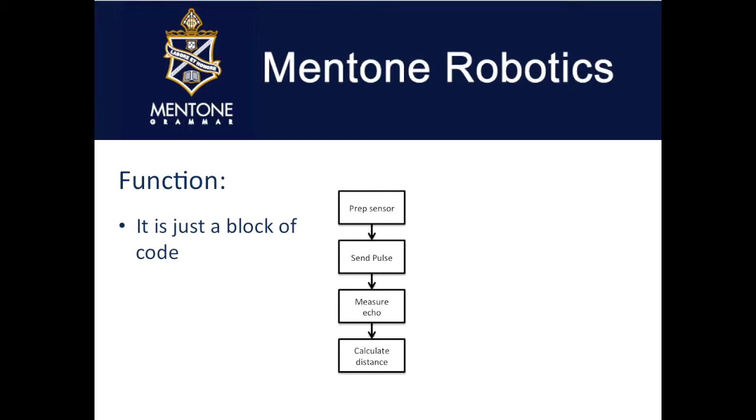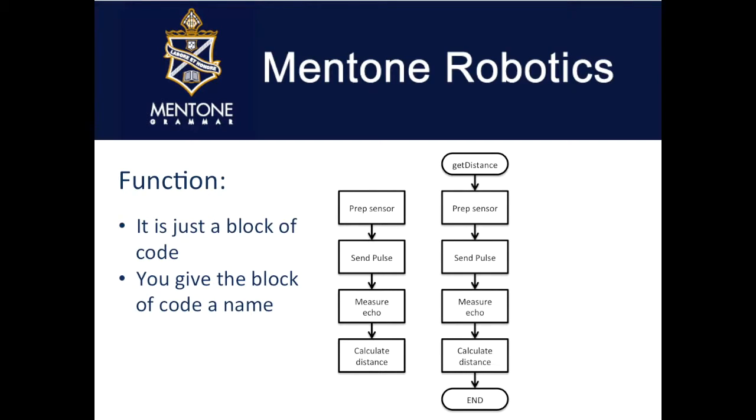So a function is just a block of code with the exception that you give it a name. So we name the block of code. So it's now called getDistance, and all we've done is added some extra lines of code in around that to call it getDistance. So we've given that block of code a name.